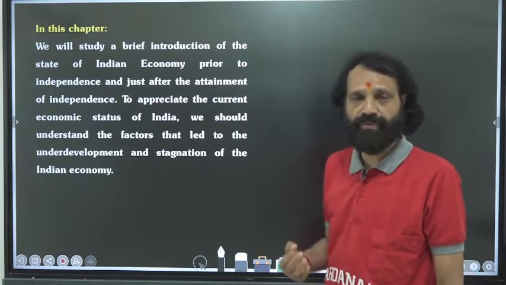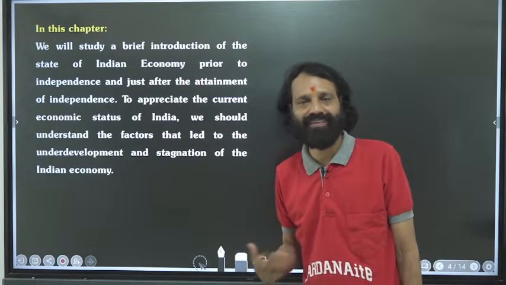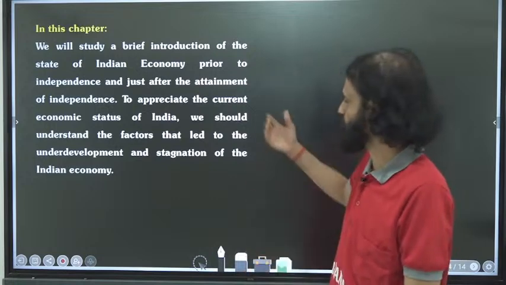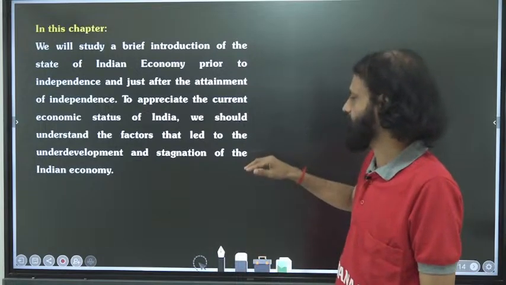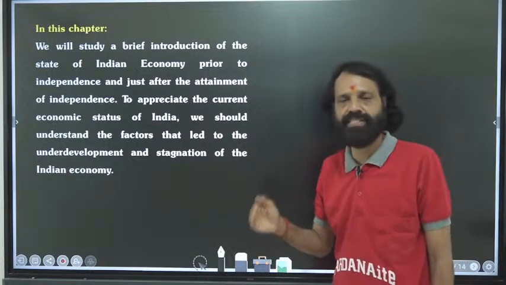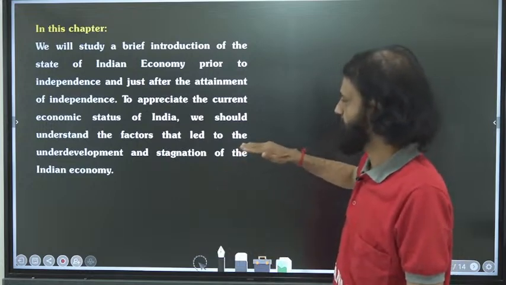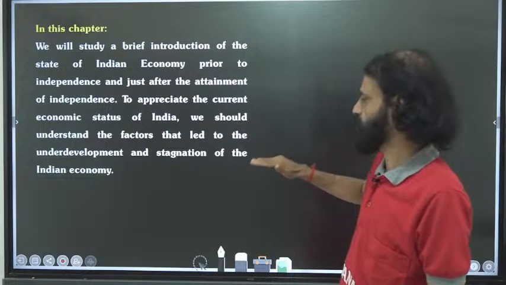While the Britishers were ruling, what was the economic status, position, and level of India? That we will also come to know. After freedom, what changes, what transition happened in India in the field of economy and in the field of development? That we will also study.